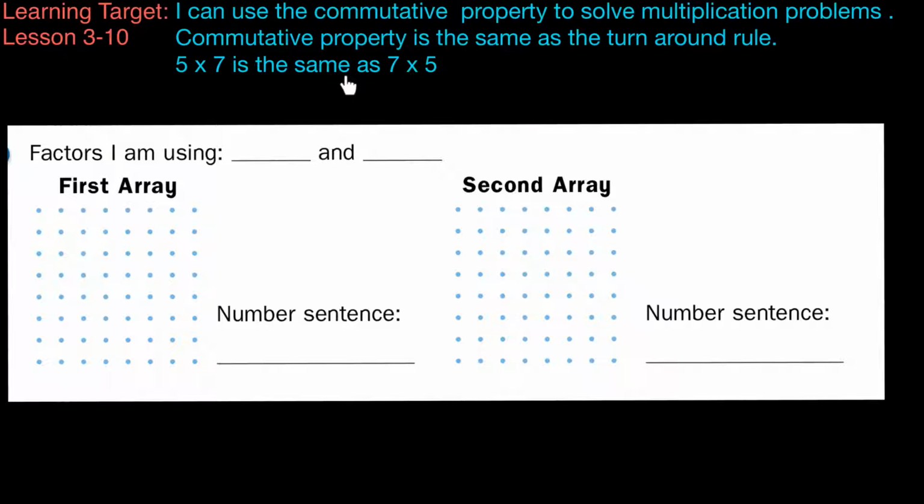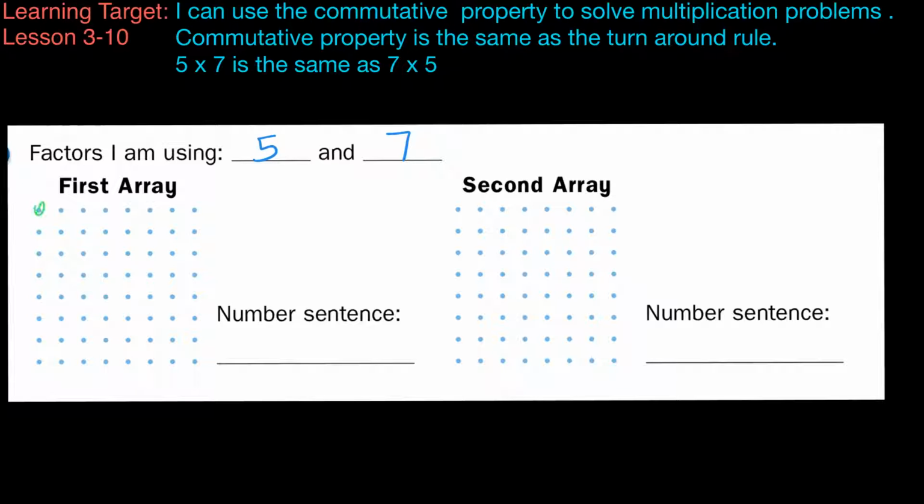And let's take a look first at this example of 5 times 7 and 7 times 5. Let's prove that those are the same. So the factors that we are using are 5 and 7. We're going to make our first array 5 by 7. So we're going to use these dots here to help us. And let me change colors.